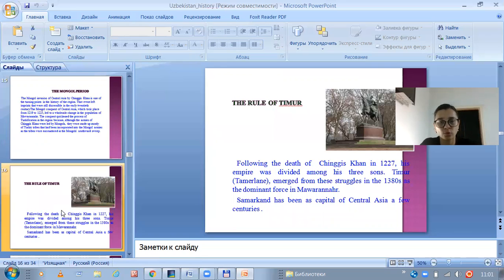The rule of Amir Timur. Following the death of Genghis Khan in 1227, his empire was divided among his three sons. Timur emerged from these struggles in the 1360s as the dominant force in Mawarannahr. Samarkand has been a capital of Central Asia for a few centuries.